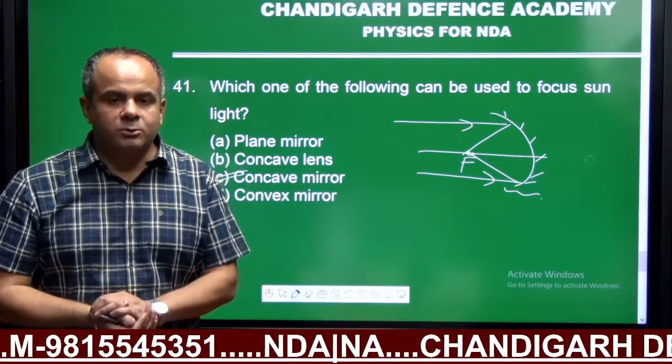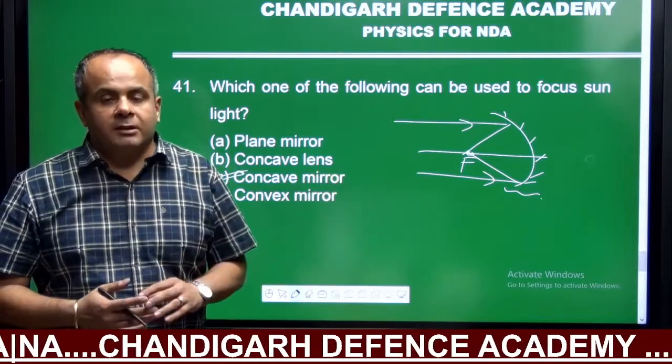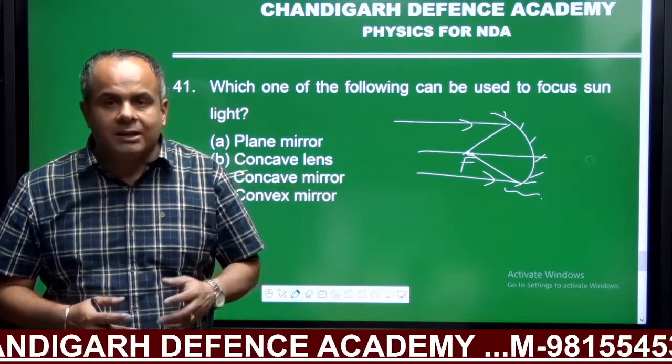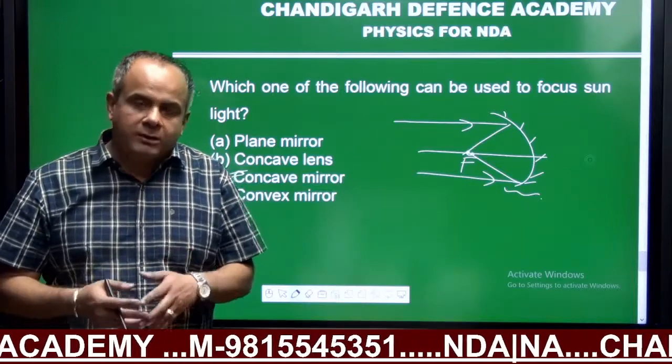Which of the following can be used to focus sunlight? Out of these options, it will be concave mirror. A convex lens can also be used. Okay? A convex lens is also a focusing lens, so we can also use the convex lens.